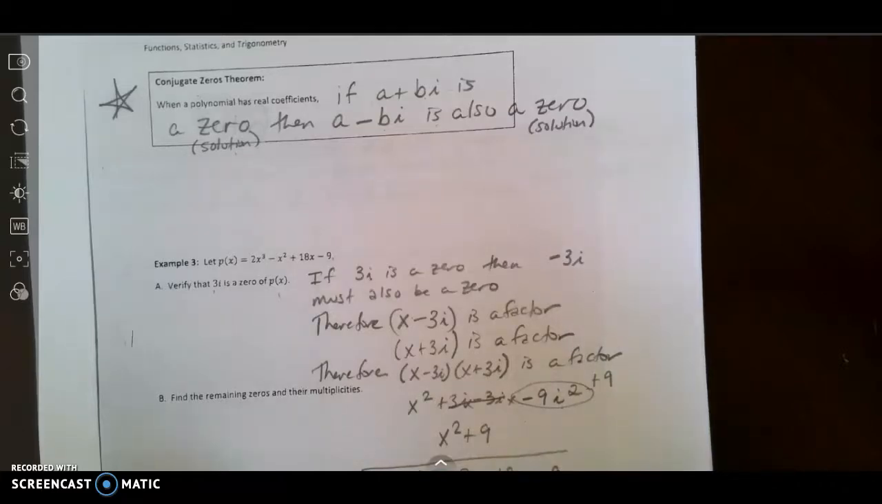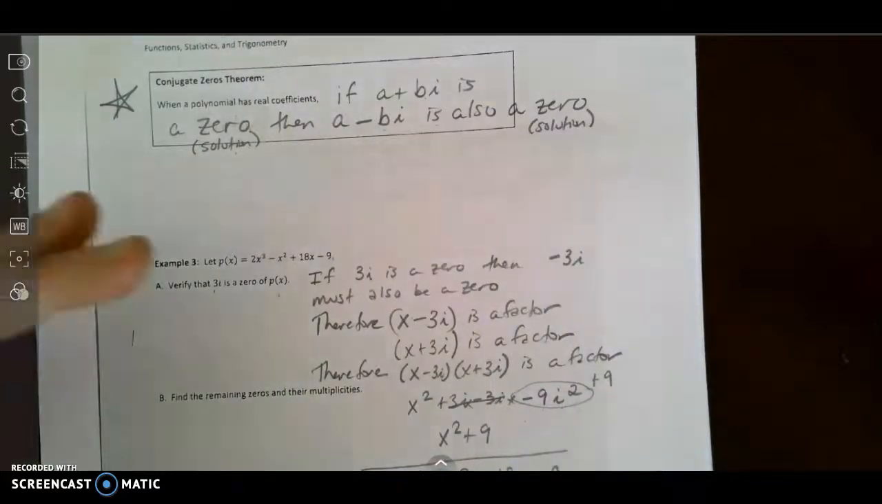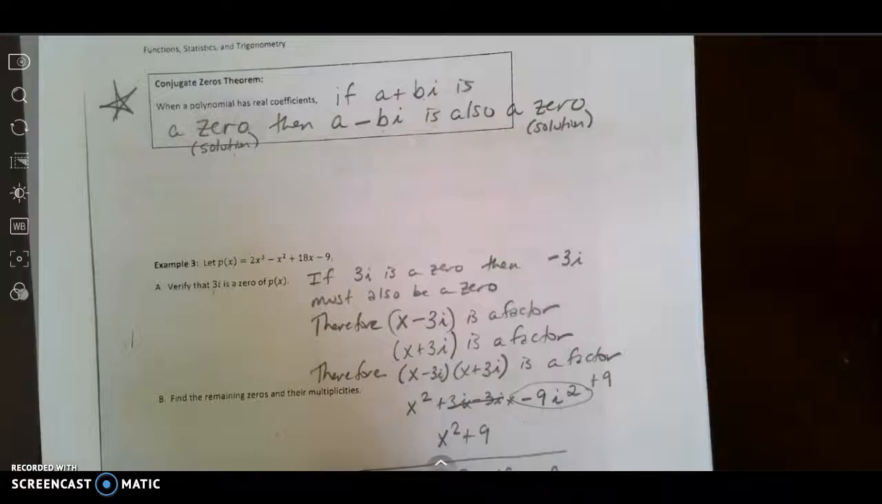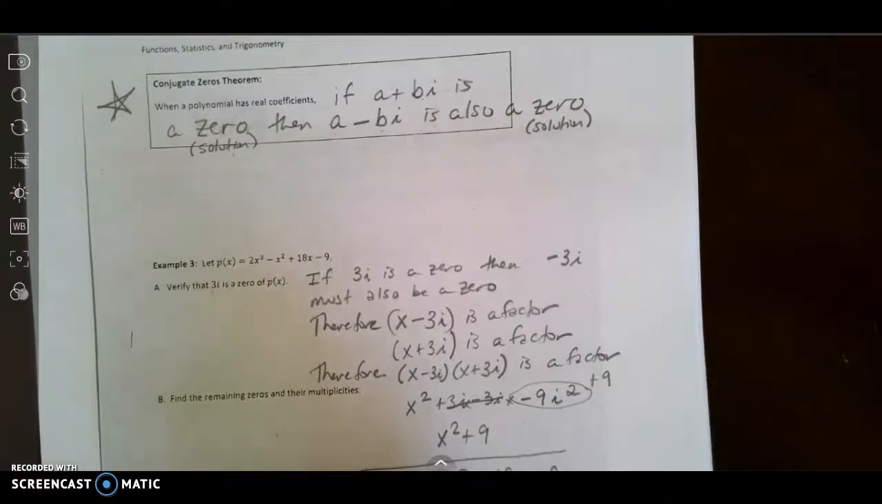and my remainder should be 0. Because if something's a factor, that means when you divide whatever it's a factor of by that factor, you get 0. For instance, 6 is a factor of 18. 18 divided by 6 is 3, with no remainder. Now, if I'm going to divide this, I am going to need to put a placeholder here. So that would be x squared plus 0x plus 9.